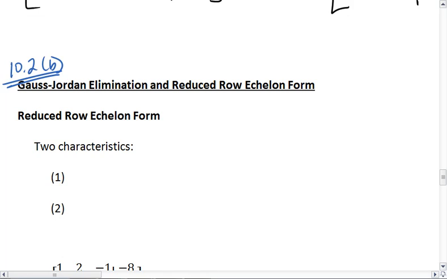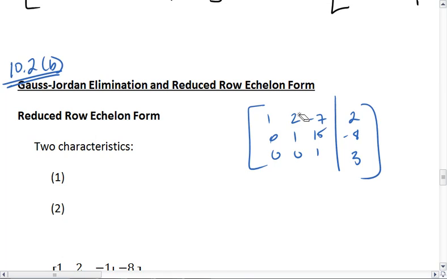Section 10.2b, Gauss-Jordan elimination and reduced row echelon form. We looked at row echelon form, in which case we ended up with essentially a diagonal of ones with zeros down to the left and any numbers we wanted to the right. And then of course we had our adjoining column of numbers.